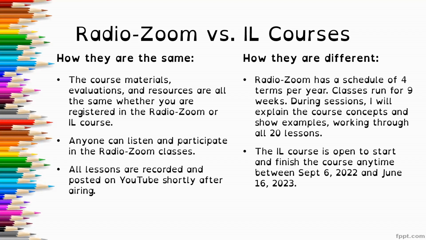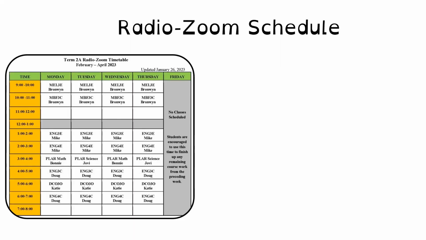If you're registered in the Radio Zoom class, the idea is that you are following along and handing material in at the same pace as we're going through week by week, and that you complete your full credit during that 9-week course. There is a potential to roll your course over if you don't finish it within those 9 weeks, but that's something to have a conversation with us directly to figure out what would work best for you. But that's really how they are different.